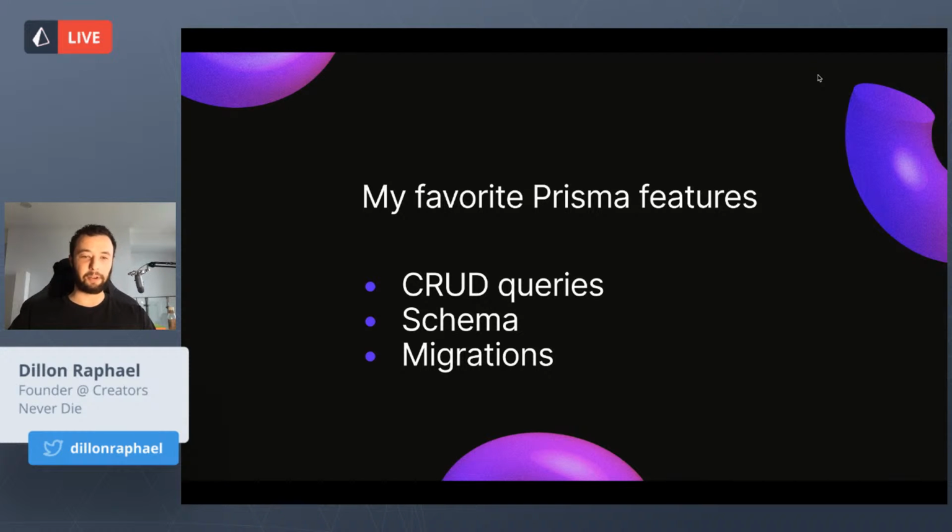Funny enough, as this is a migrations talk, my favorite Prisma features so far definitely are the CRUD queries, setting up the models in the schema, and hence the relations, and the migrations, which made it really easy to collaborate with the team and making sure everyone's database is up to par.